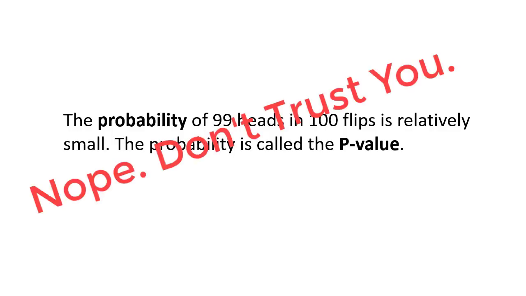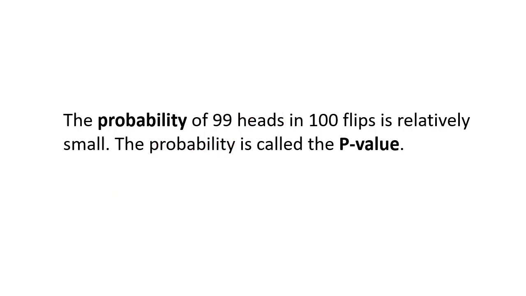Well, it could be. It is possible for a fair coin to exhibit this behavior. But what is the probability of getting such an extreme result? A statistician would measure this by computing the probability of 99 or more heads, because the fact is, at 100 flips, the probability of any individual count is relatively small. This probability is called a p-value.